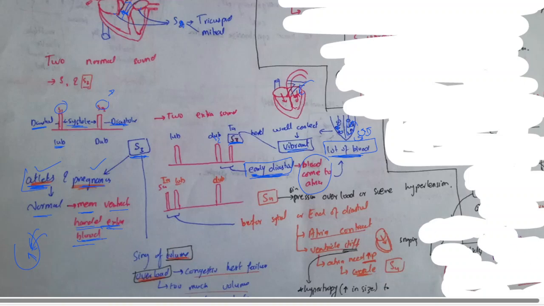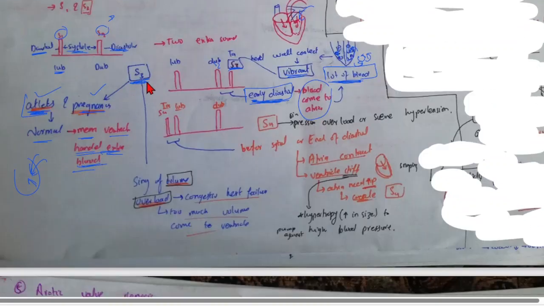Another thing is that S3 can also be a sign. If you hear the S3 sound, it means volume overload, more volume is coming in. If more volume comes in, congestion of the heart and failure may occur. If too much volume comes to the ventricle, heart failure may occur. By the Frank-Starling principle, more blood in means more blood out, but only up to a certain limit. If more blood comes in, the ventricle cannot expel it, and congestive heart failure occurs. Now this is about the S3 sound.